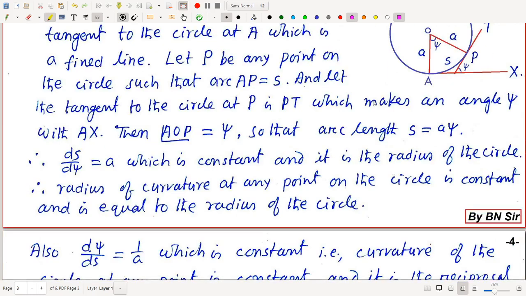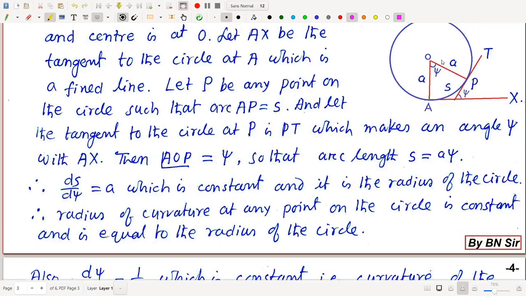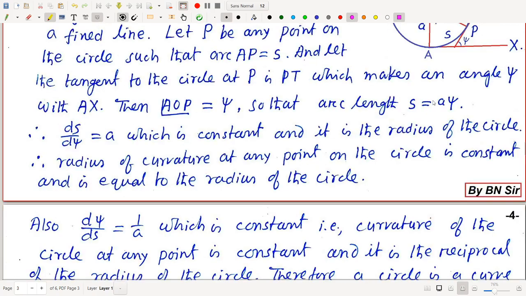So angle AOP is psi, meaning the angle at the center is psi and the radius of the circle is a. That's why s, the arc length AP, is equal to a psi. We know for a circle, arc length is equal to r theta, radius into angle at the center in radian measure. Here the angle is psi, radius r is here a, so arc length s is equal to a psi. So this is our intrinsic equation of the circle in this case, s equal to a psi.